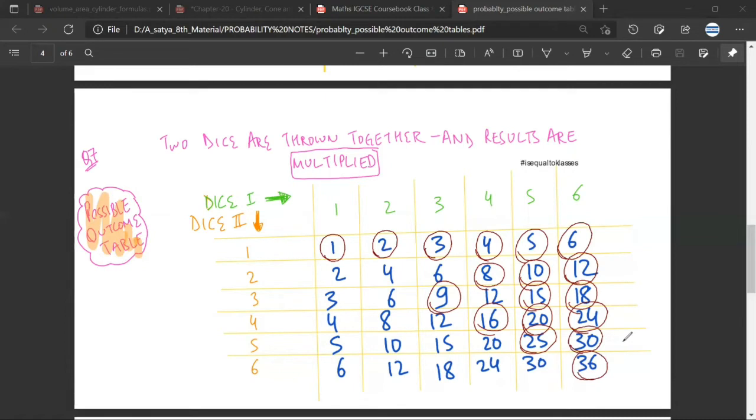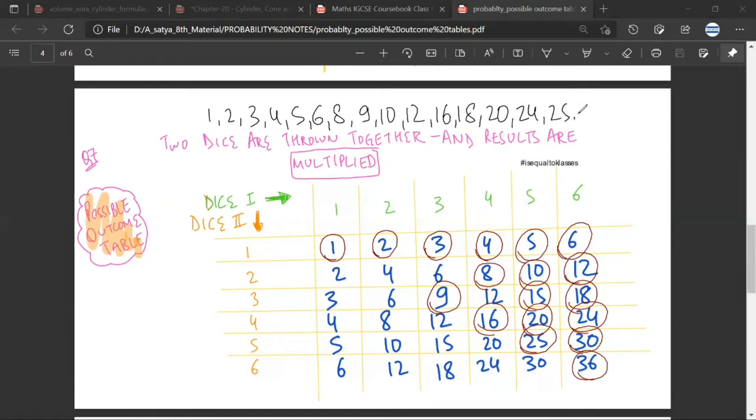So have you understood what I have done? Yes, sir. So these are the only results of multiplication which are available. I will list them down. I'm sorry, 8, 9, 10, 12. No, 14 is not possible. 16, 18. 22 is not possible, 24 is possible, 25 is possible, 30 is possible, and 36 is possible. So, any doubt? No doubt.